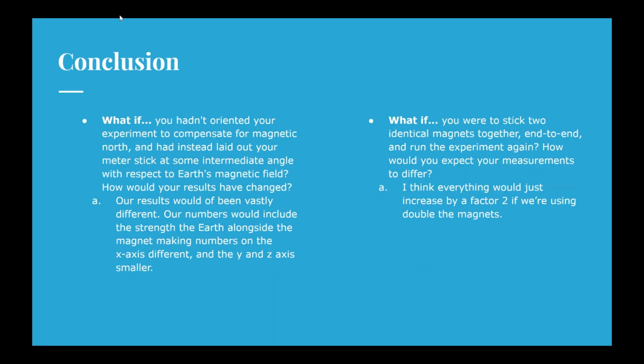An overall conclusion. What if you hadn't rotated your experiment to compensate for magnetic north and had instead laid out your meter stick at some intermediate angle with respect to the Earth's magnetic field, how would your results have changed? Our results would have been vastly different. Our numbers would have included the strength of the Earth alongside the magnet, making the numbers on the x-axis much different, possibly larger, and then resulting in the x and z values being smaller.